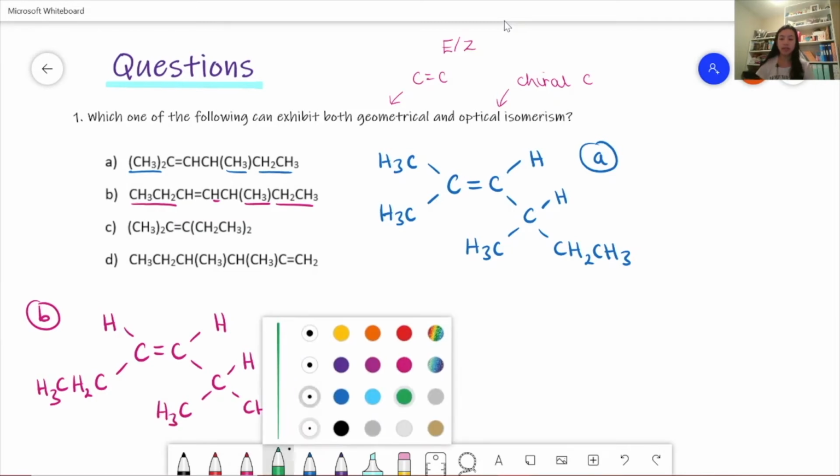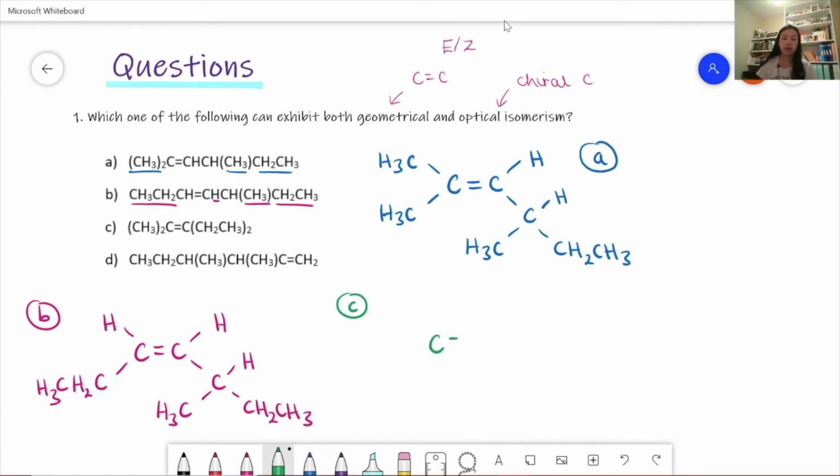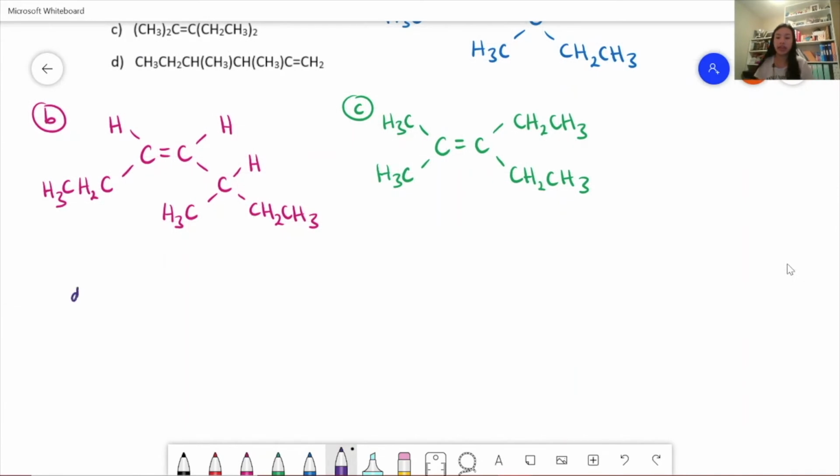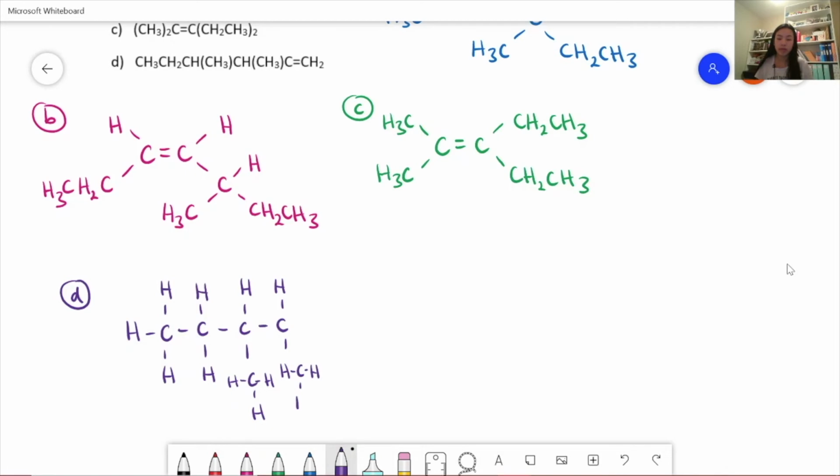And then for C, we have the carbon double bond to a carbon, and then we have 2 methyls on this carbon. And then on the next door carbon, we have 2 ethyl groups. And then for the last one, for D, this time I'm just going to draw it as a straight chain. So we have CH3, CH2, and then we have CH, and then a methyl group. And then we have a carbon, a hydrogen, and another methyl group. And then we have a carbon double bonded to another carbon with 2 hydrogens.